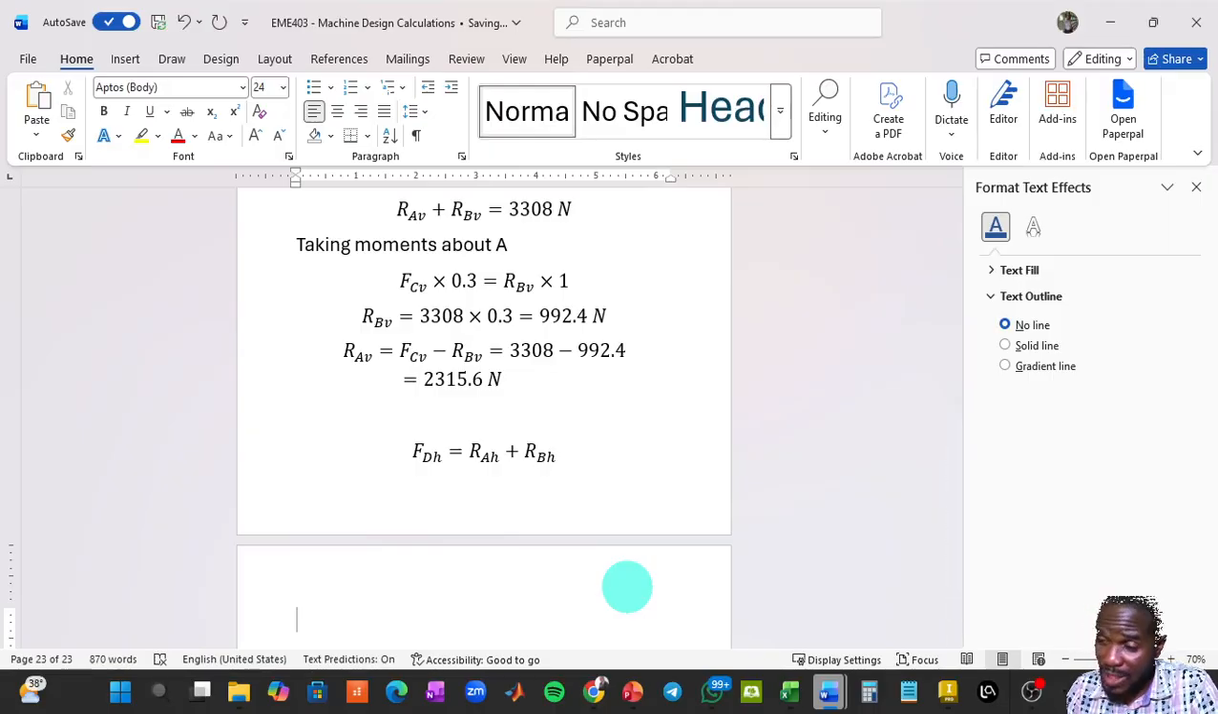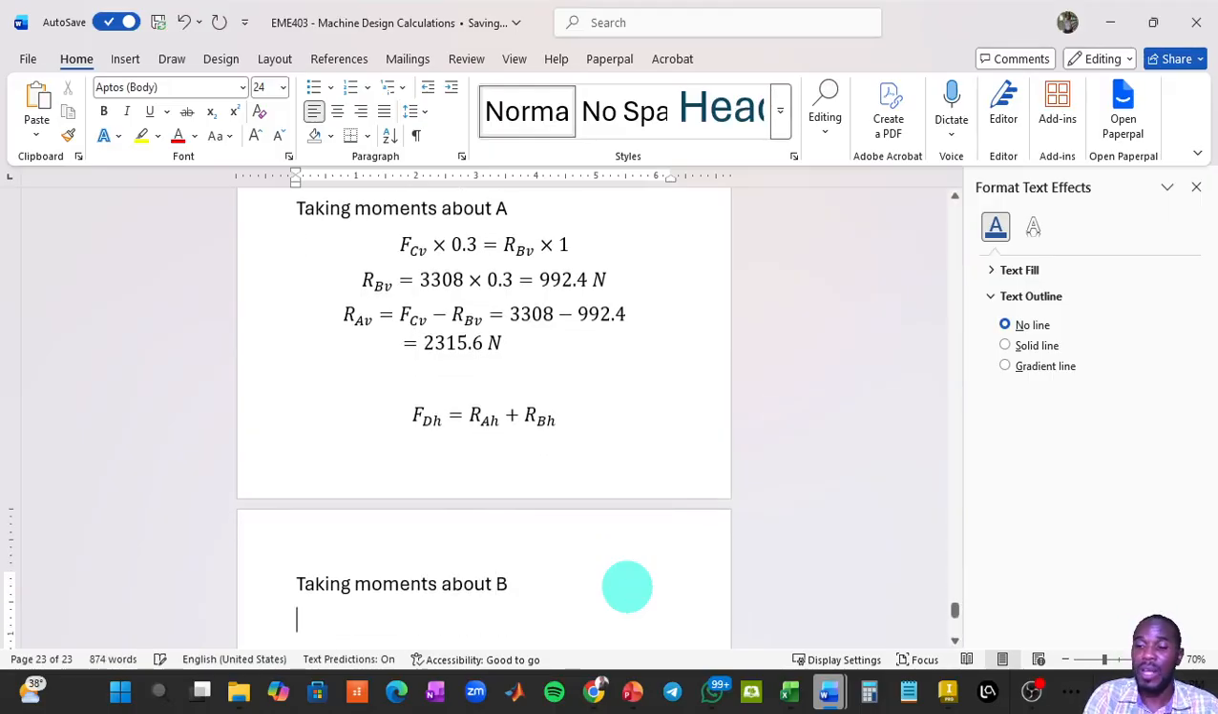Okay, so let's take moments about B now. And we're choosing that strategically because FDH is closer, it's acting closer to B. So taking moments about point B. By the way, you can take moments about point A, any point at all, you will still arrive at the same answer. So taking moments about B, what that looks like is this.